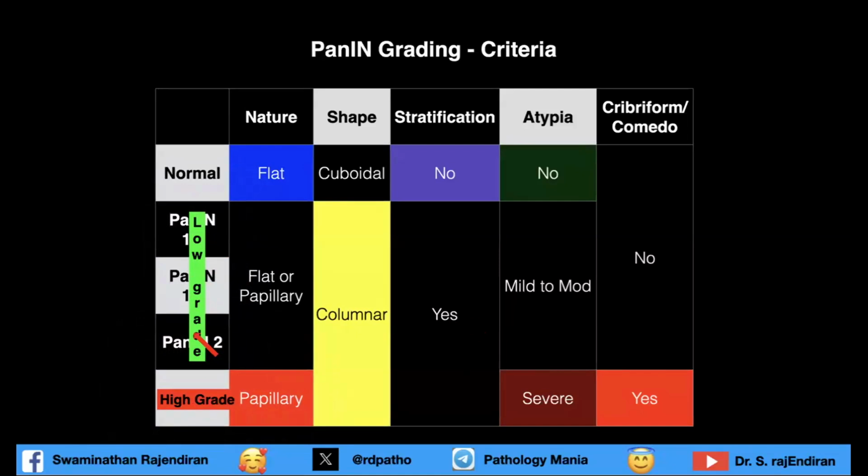And this table gives the features for how you differentiate normal from low grade PanIN and high grade PanIN. Normal: the lining epithelium is flat, cuboidal in shape, no stratification, no atypia. This cribriform and comedo, I will just leave it because it is seen only in the high grade PanIN. In the low grade, it can be flat or papillary. The cuboidal cells become columnar in PanIN. Stratification is present. Atypia is mild to moderate in low grade. Whereas in high grade, it is mainly papillary. The cells are again columnar and stratified. The atypia is very severe. And as I told before, the cribriforming and necrosis is very characteristic of high grade PanIN.